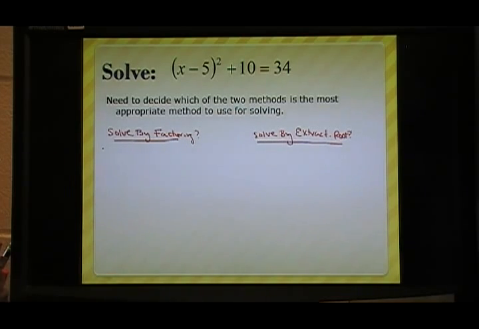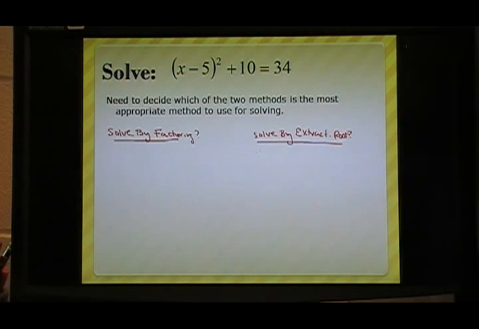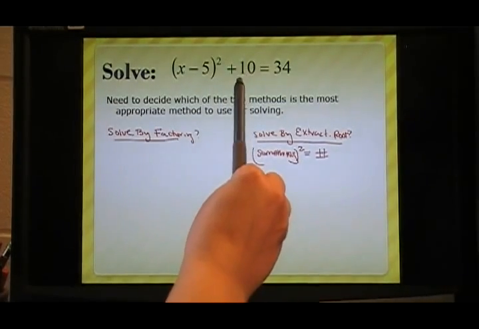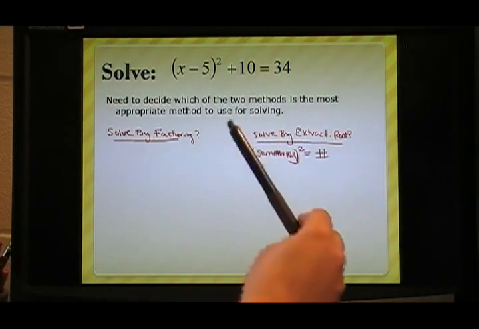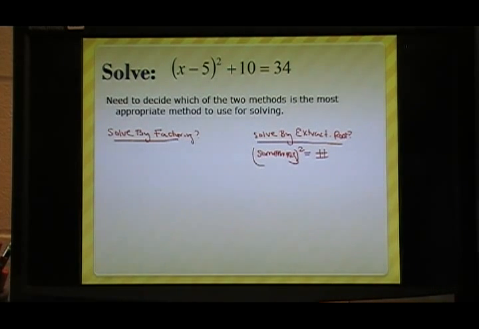So if that's the case and I can use another method, I typically try to use that other method. Again, you can solve by extracting the root if you can get your equation into the form of something squared equals a number. And when I'm looking at this, I see that if I can subtract 10 from both sides, then I will have something squared equals a number, and I'm all ready to then take the square root of both sides. So in my opinion, I would immediately go this route.